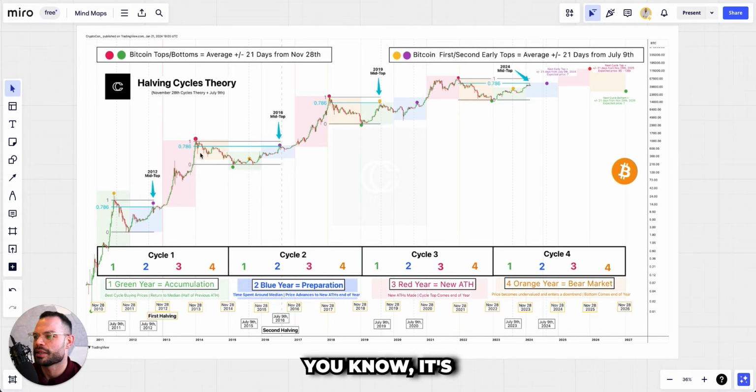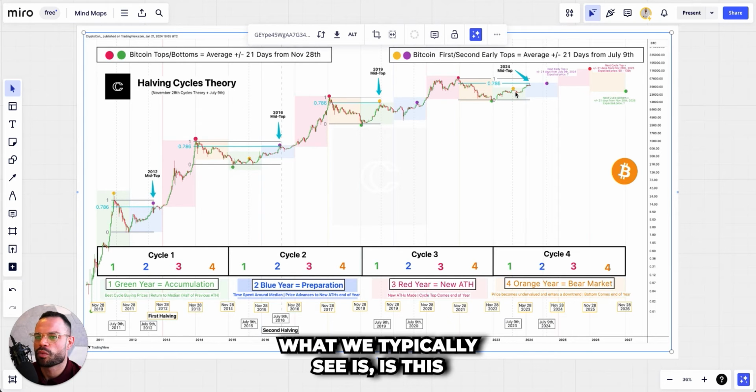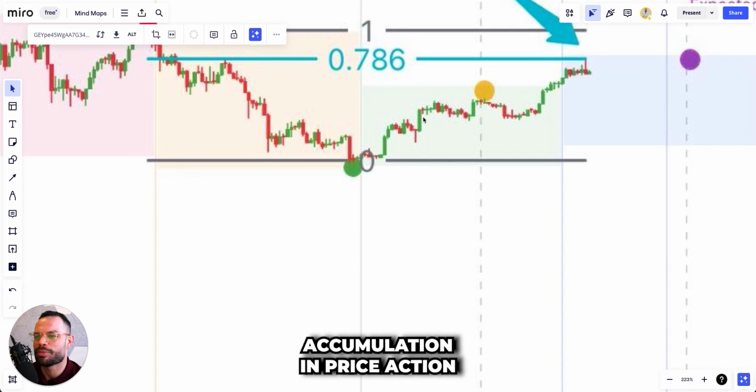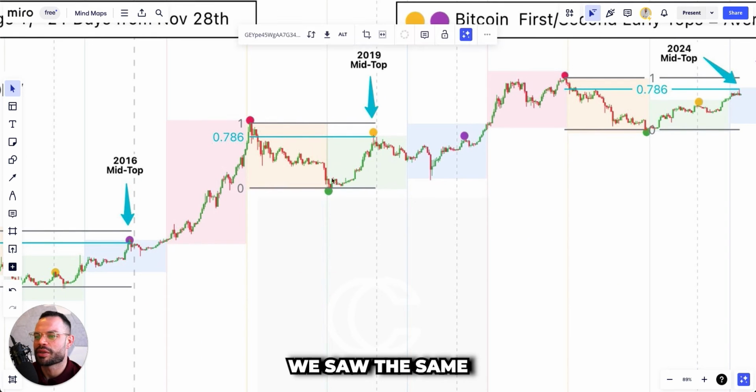And it's very interesting to see that pattern play out. For example, even taking the accumulation year, the year before the year of the halving, what we typically see is this slow and steady accumulation in price action the year before the halving. So we saw that happening in 2023 here. We saw the same thing happening before the last halving in 2019. That entire year was a steady growth of accumulation, before it began to pull back a little bit.